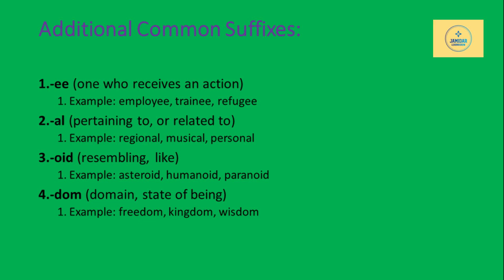In addition to verb and adverb suffixes, there are common suffixes for nouns and adjectives. For example, ee refers to one who receives an action, like employee. Out pertains to or relates to something, such as musical. Understanding these suffixes can enhance our comprehension and usage of various words.